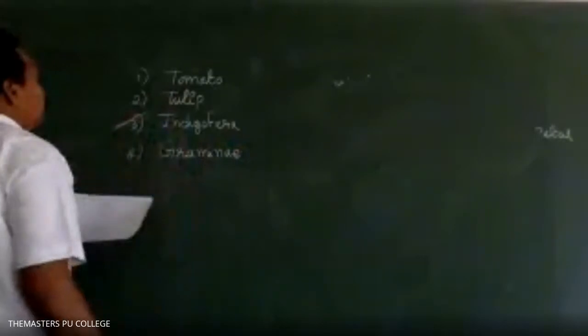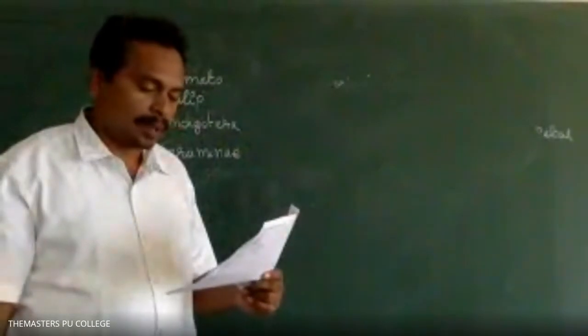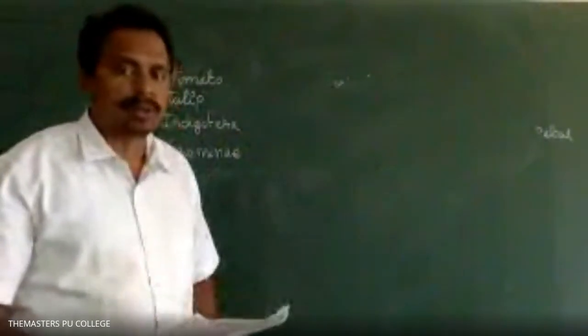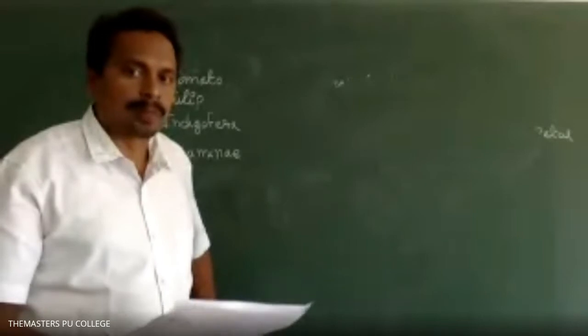Option 3. So it belongs to family Fabaceae, so a butterfly shaped corolla is present. Monocarpellary ovary means how many carpels are present in a gynoecium? One carpel.